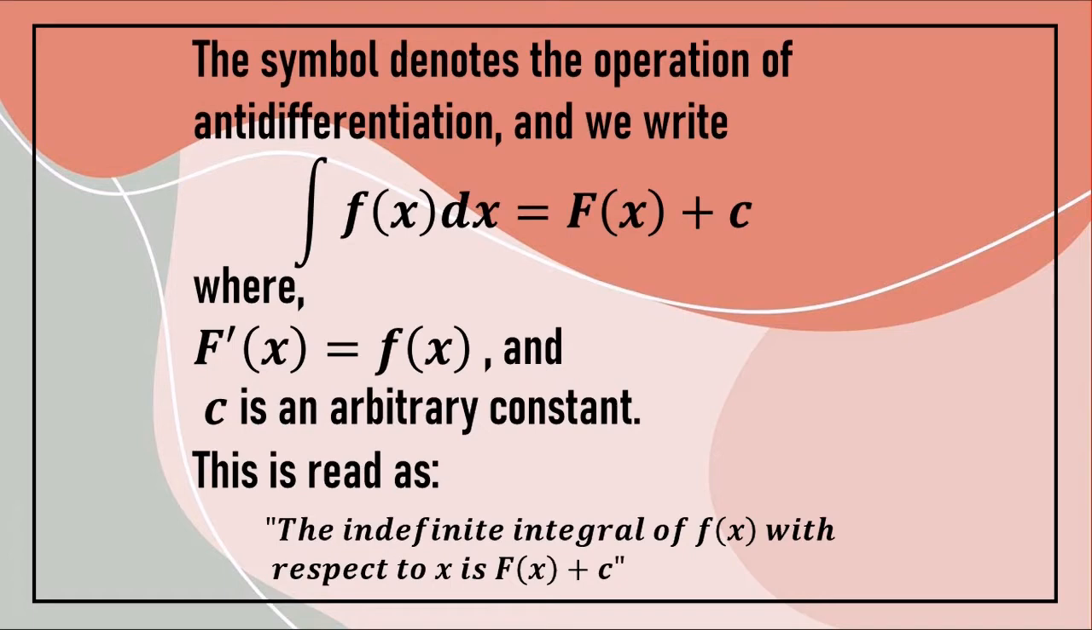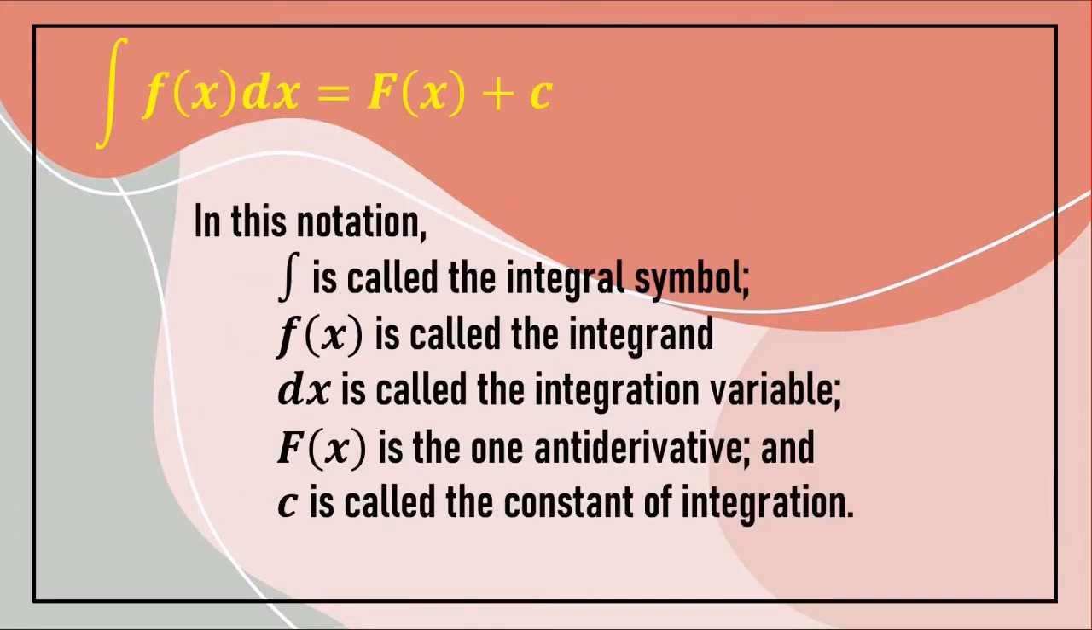The symbol denotes the operation of antidifferentiation, and we write this one, where F prime of x equals f of x and c is an arbitrary constant. This is read as the indefinite integral of f of x with respect to x is F of x plus c. In this notation, the symbol is called the integral symbol, f of x is called the integrand, dx is called the integration variable, F of x is the one antiderivative, and c is called the constant of integration.